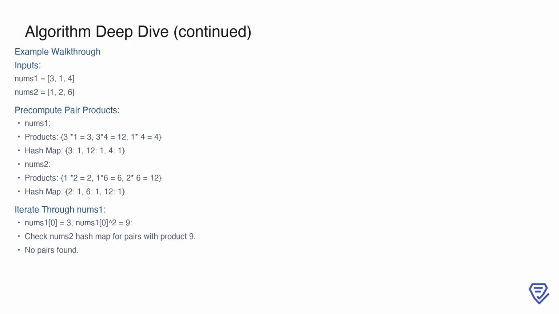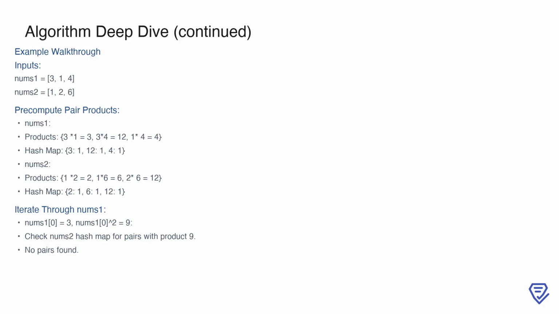To better understand the algorithm, let's walk through an example with nums1 equals 3, 1, 4, and nums2 equals 1, 2, 6. First, we pre-compute the pair products for both arrays. For nums1, the products are 3, 12, and 4, which we store in a hash map as 3: 1, 12: 1, 4: 1. For nums2, the products are 2, 6, and 12, stored as 2: 1, 6: 1, 12: 1.